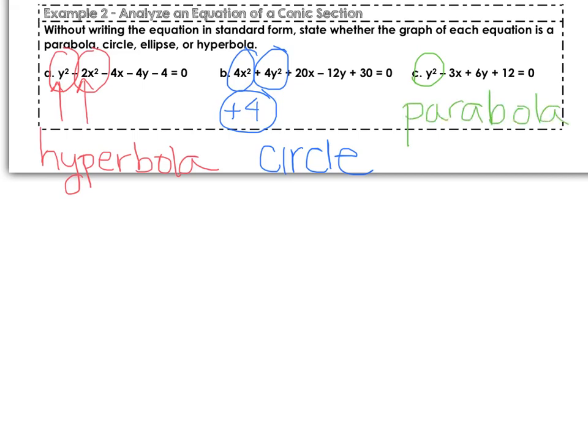Now, if I had asked you to go further on this one and tell me more about the parabola, for example, the direction that it opens, all you need to do is isolate the x. Because our y is being squared, we know it's a horizontal parabola. So you could go further if you needed to. All right, once again, please make sure you're looking over those notes for ellipses and hyperbolas to help you better understand the differences between our conic sections.